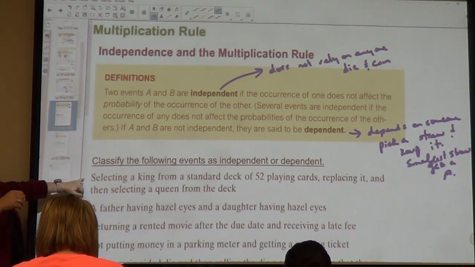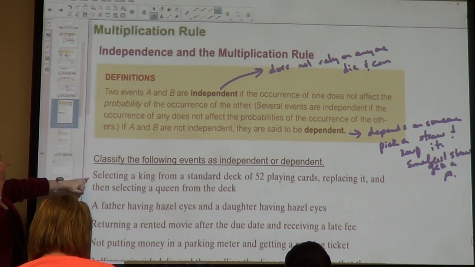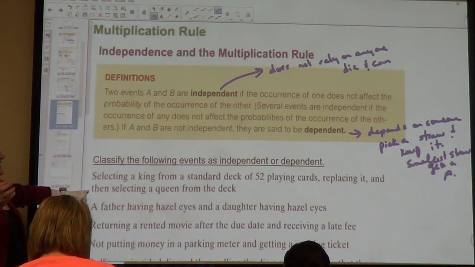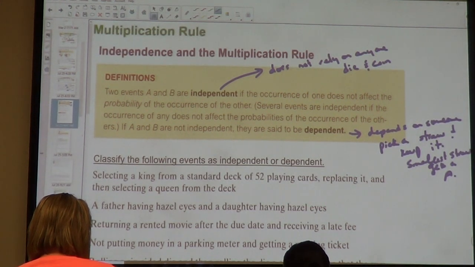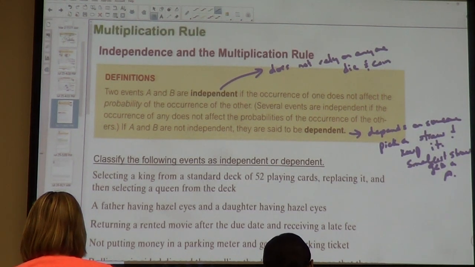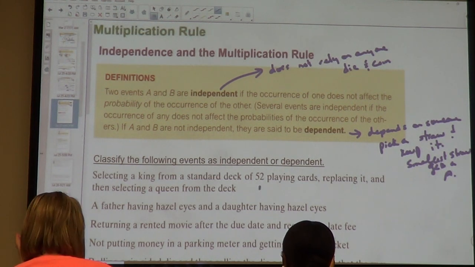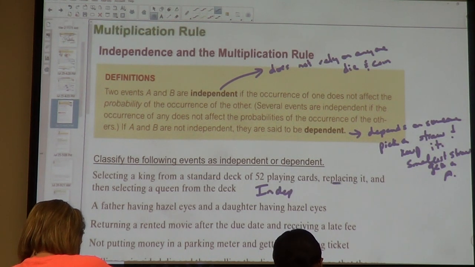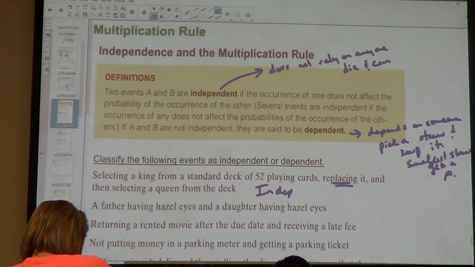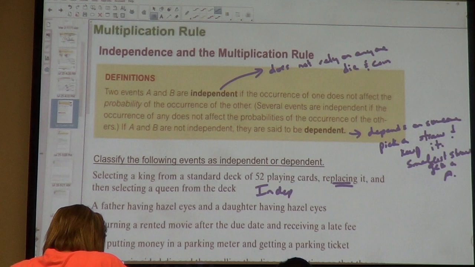Selecting a king from a standard deck of cards, replacing it, and then selecting a queen. Independent, right? Because you place it back. Or dependent? Independent, yeah. That is independent. Because you're replacing it. So everybody has the same cards to pick from. Everybody will have 52 cards.